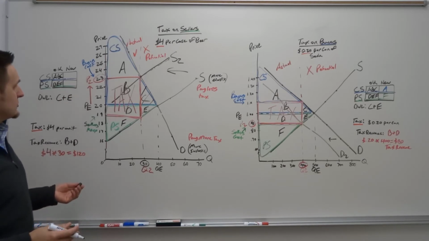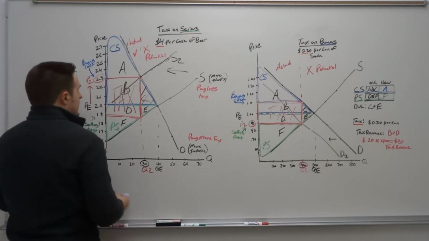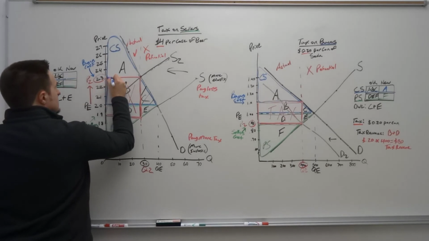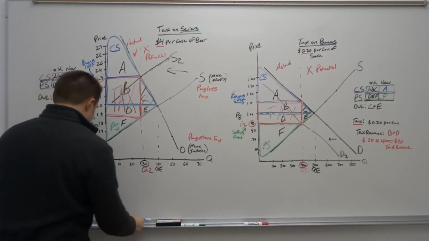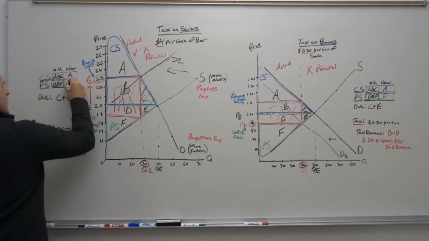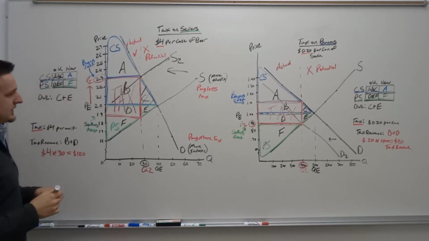So what's left of the consumer surplus? All we have left of the consumer surplus is area A. What's left of the producer surplus? Area F. Okay, that's all that's left.